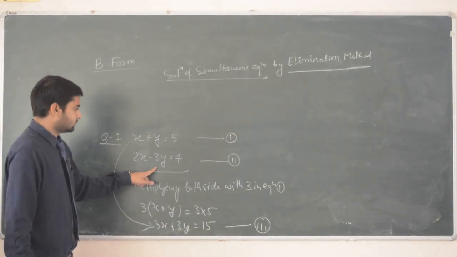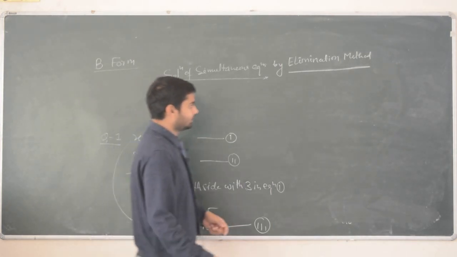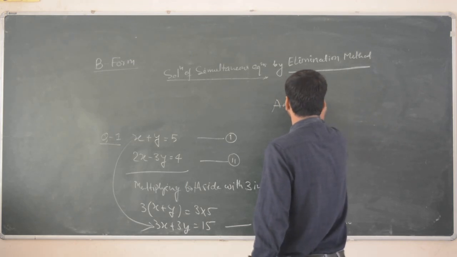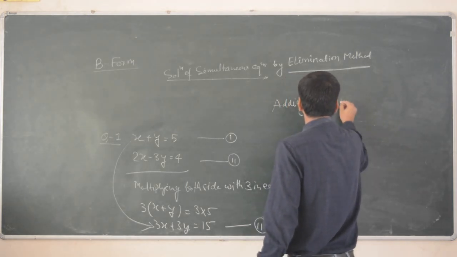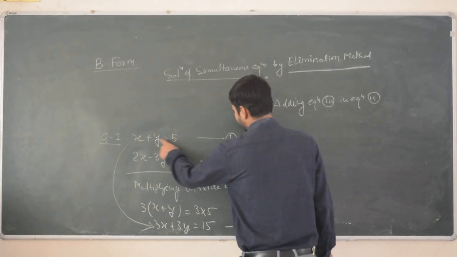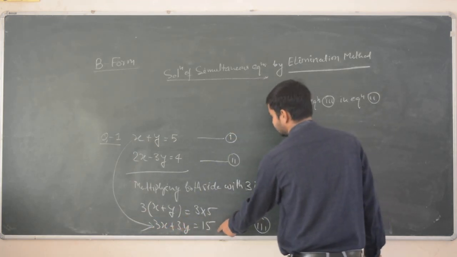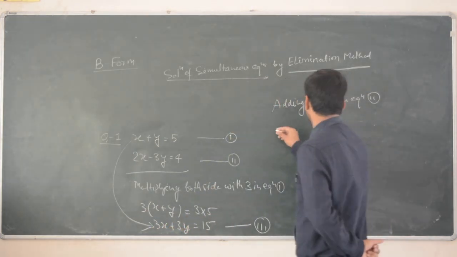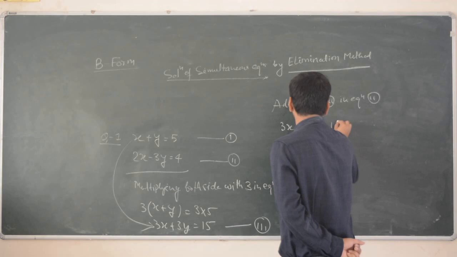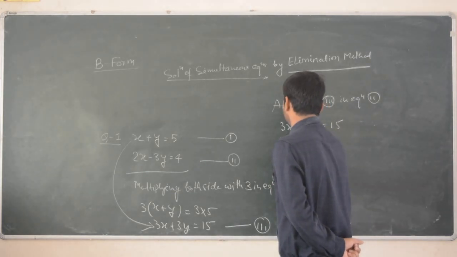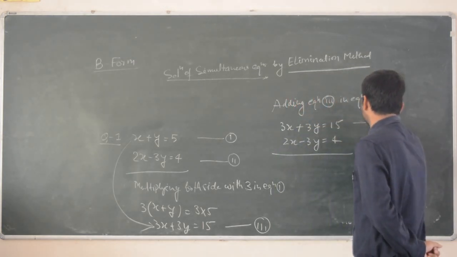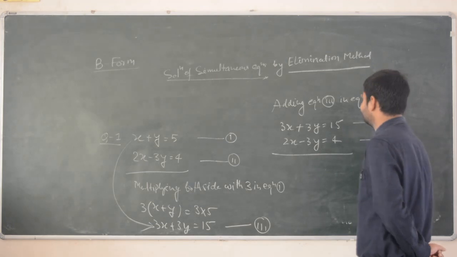So plus 3y and minus 3y will get cancelled out. We are adding equation 3 to equation 2. We are not adding equation 1 because we have transformed equation 1 into equation 3. So adding equation 3 and equation 2: equation 3 is 3x plus 3y equal to 15, and equation 2 is 2x minus 3y equal to 4. Now add these two equations.